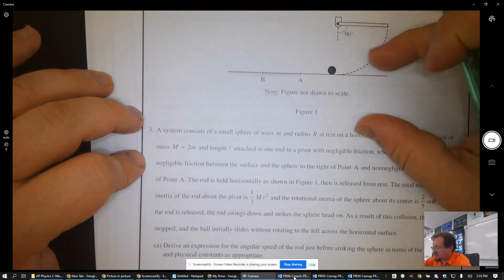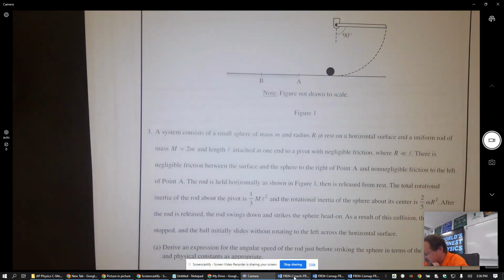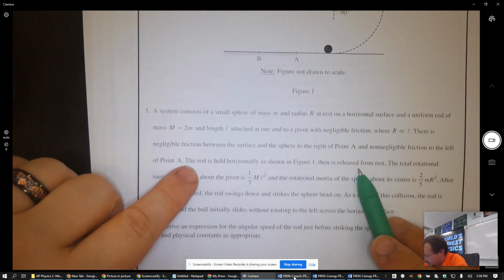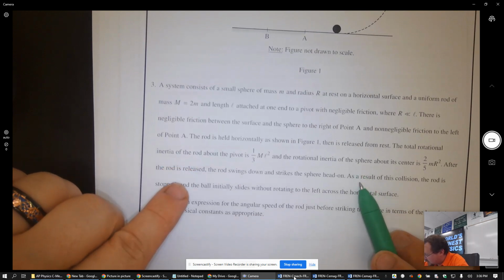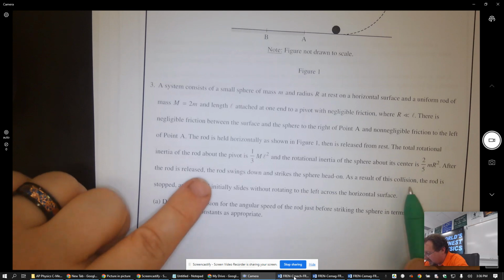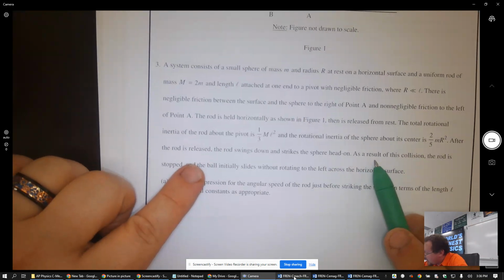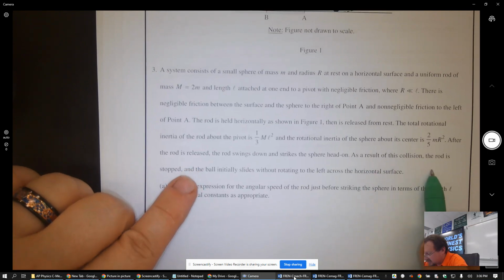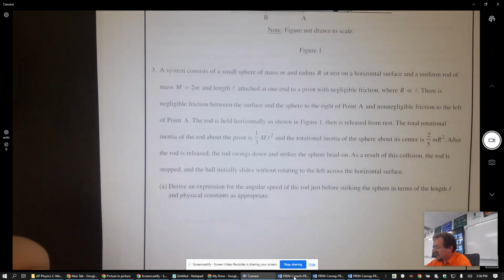It's going to be one of these where it's purely translating, and then it's going to start rotating because of the friction. The rod is held horizontally. The total rotational inertia of the rod, the rotational inertia of the sphere. After the rod is released, the rod swings down and slaps the sphere. As the result of the collision, the rod is stopped, and the ball initially slides without rotating to the left across the horizontal surface.